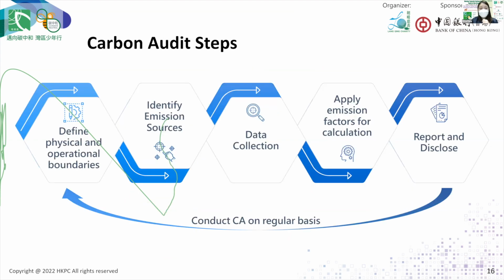So the carbon audit usually includes 5 major steps. The first one is to define the physical and operational boundaries, and then we identify the emission sources within the boundary. Then we come to the data collection part, where we collect data on each activity. Then we apply the emission factors for the calculations based on the data we collected. Finally, we report and disclose the results to the concerned stakeholders. But it is very important to always keep it reviewed regularly.